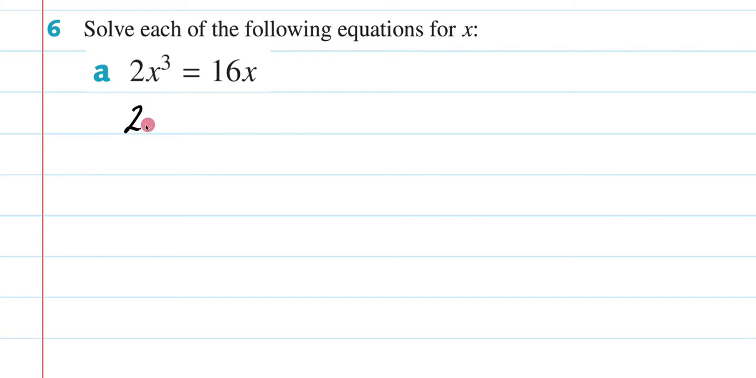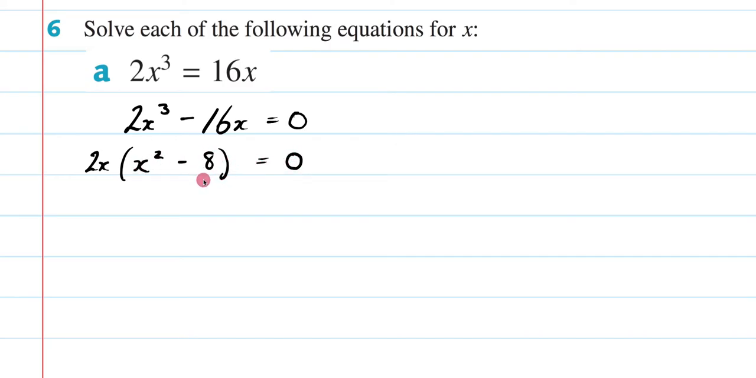So that means it's going to become 2x cubed minus 16x is equal to 0. Then what I can do is take out a common factor of 2x. So that means I'm going to be left with 2x, x squared, and then over here I'll be left with negative 8, which is going to be equal to 0. And then once I'm here, I can actually use my null factor law. I could say, well, therefore, either 2x is going to be equal to 0, or x squared minus 8 is going to be equal to 0. In this case, I would divide both sides by 2, which means x is going to be equal to 0.